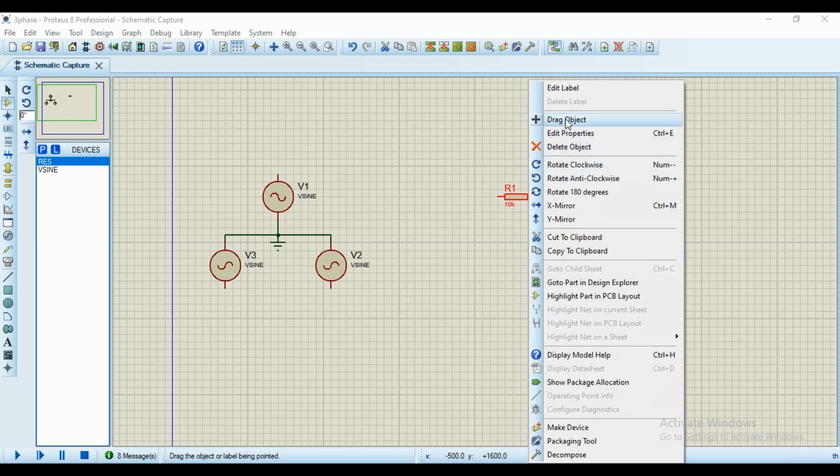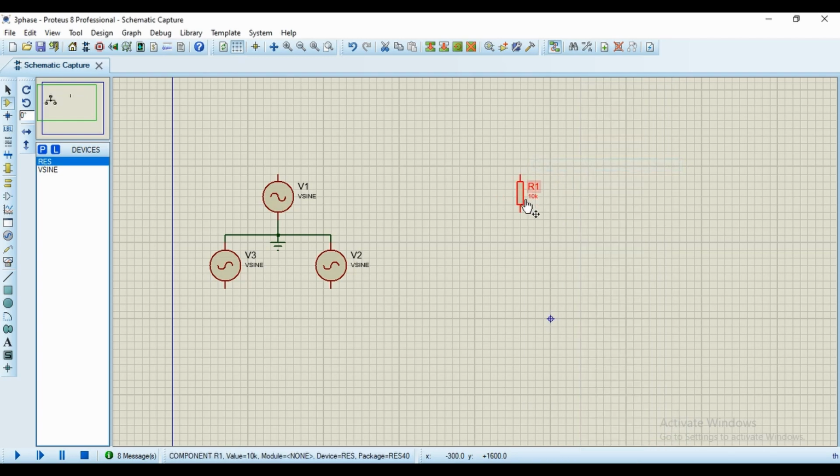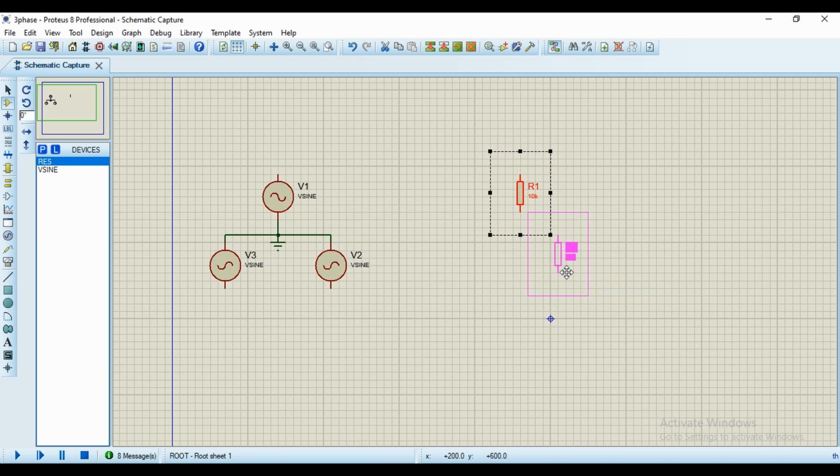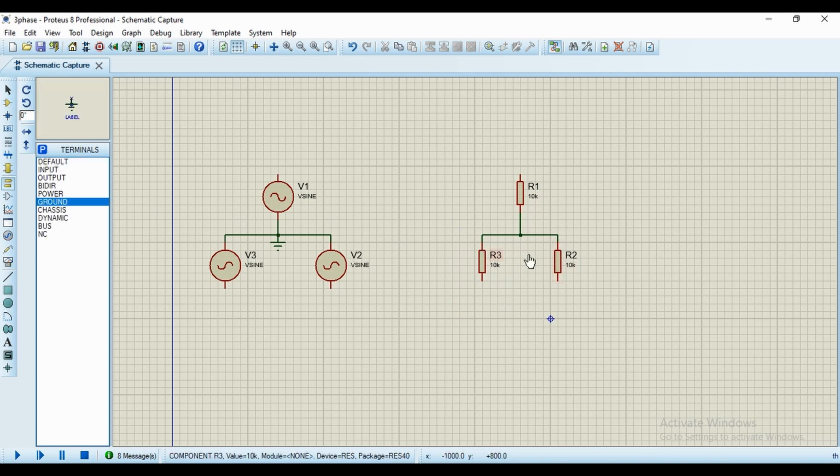In the same way, we connect the load in Y form. We also connect the neutral point of the load to ground. After that, we connect the three positive terminals of the source to the corresponding terminals of the load.